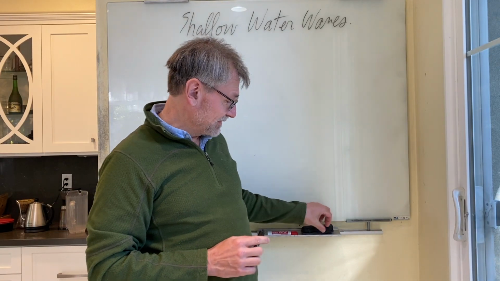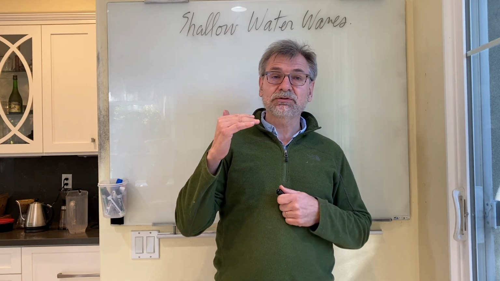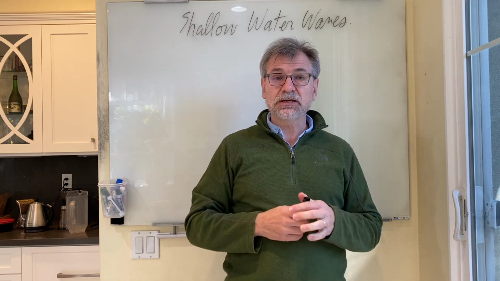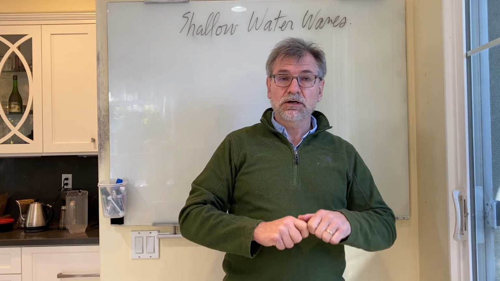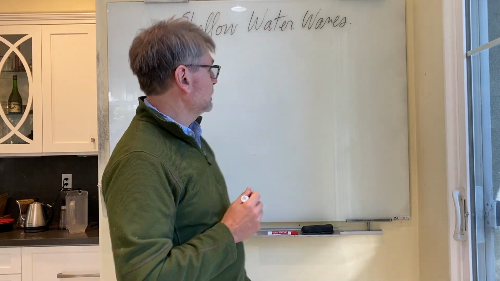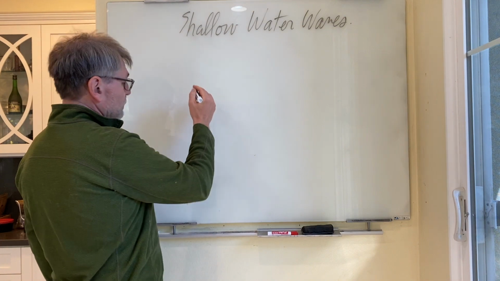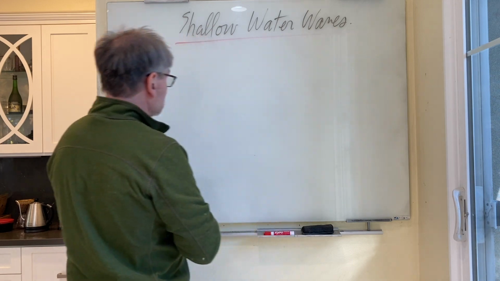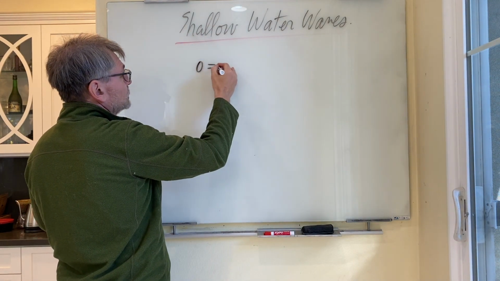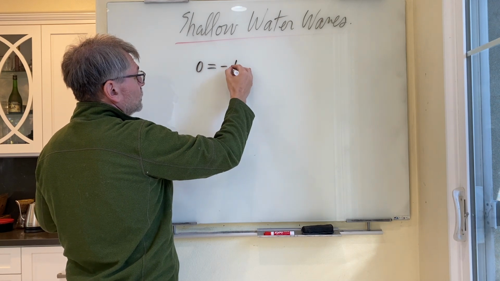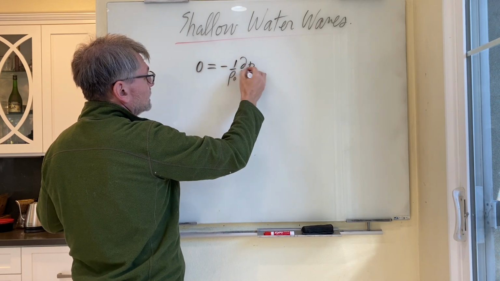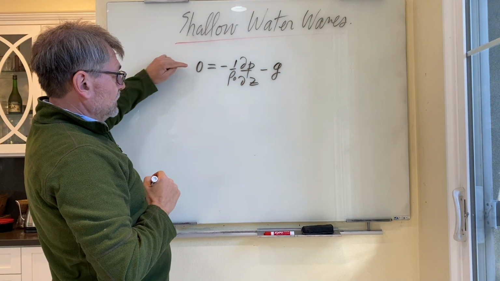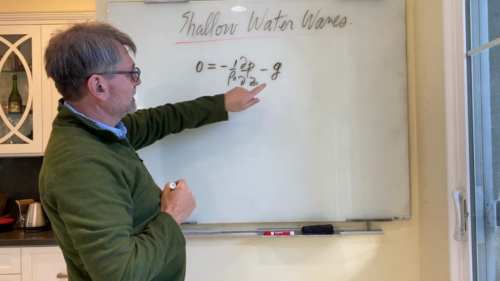Alright, now that we've seen that the currents for these very long waves in a shallow ocean are horizontal, we can make some approximations to the continuity and the momentum equations. First we'll start off with the pressure, or the vertical momentum balance. The vertical momentum balance is hydrostatic, which means that 0 is equal to minus 1 over rho naught dp dz minus g. So no vertical acceleration, vertical pressure force, and gravity.